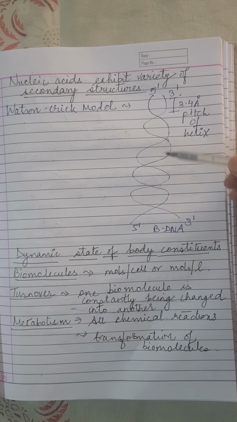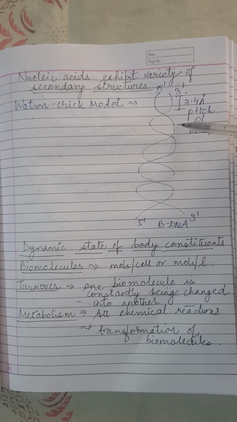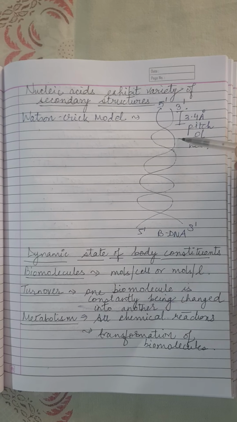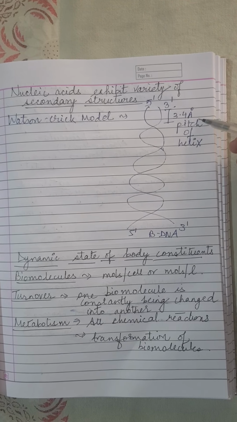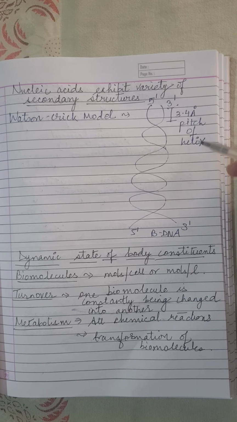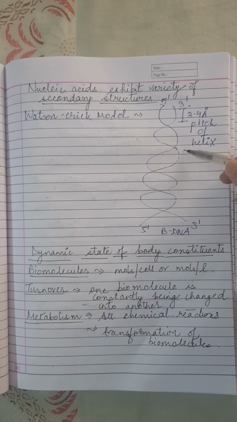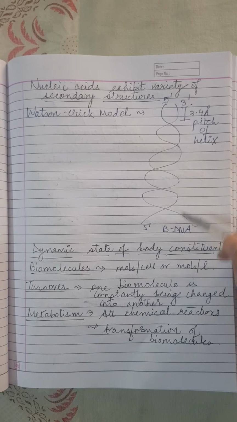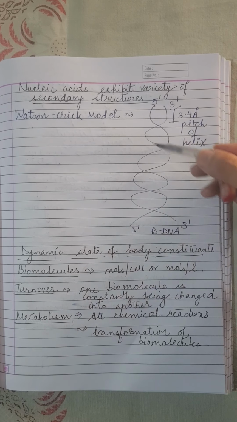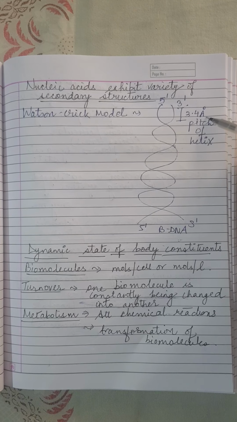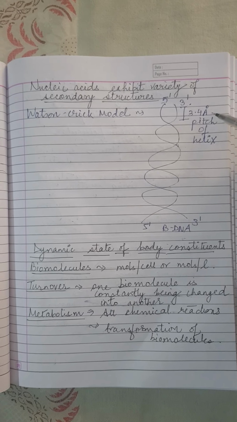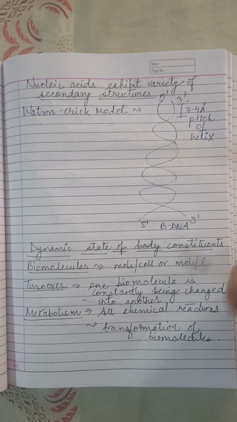When it forms a helix, the one turn which is formed in this Watson-Crick model shown over here, the distance is 3.4 angstrom, which is also called the pitch of the helix. The Watson and Crick model actually explained the B type of DNA, which is right-handed and in which the pitch is 3.4 angstrom, which equals 10 raised to the power minus 10 meters.